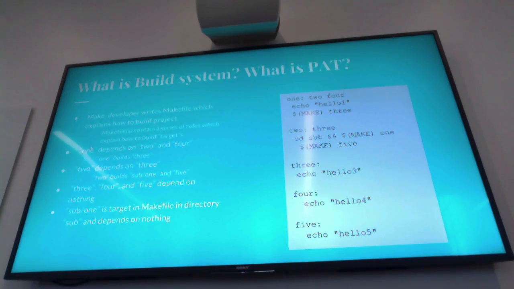I wish I had a pointer or something. I guess the mouse works.